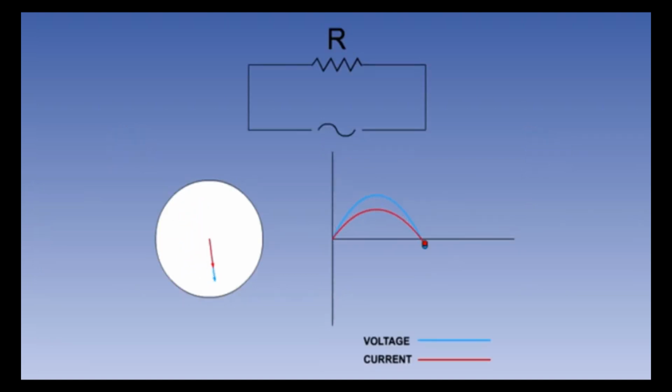In a theoretical AC circuit containing only resistance, the voltage and current are in phase, and Ohm's law applies. Resistance can therefore be calculated using the formula R equals V divided by I.